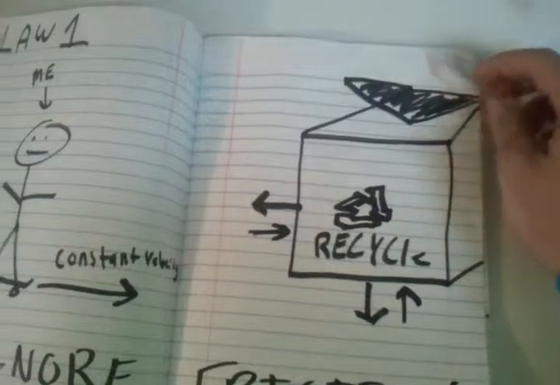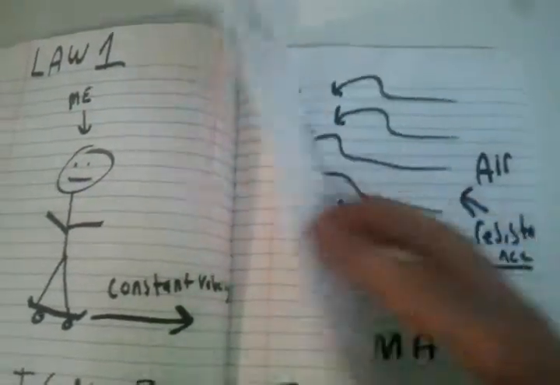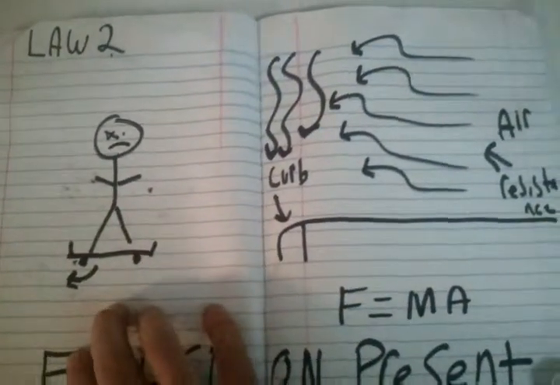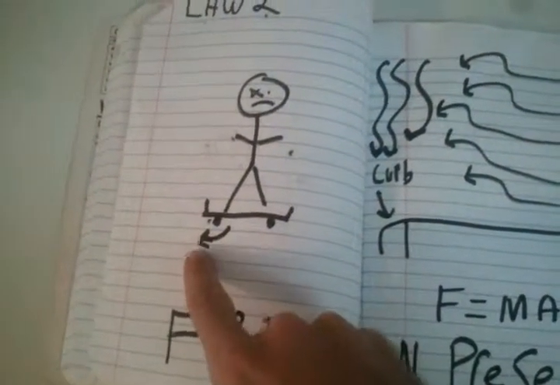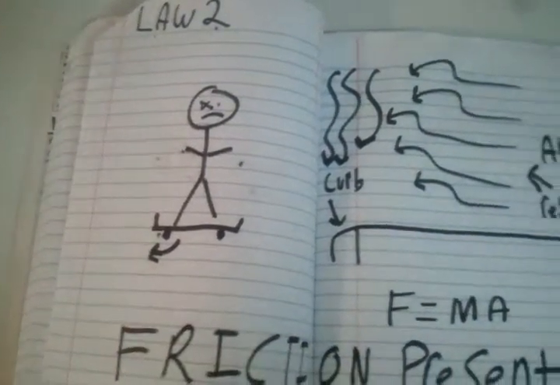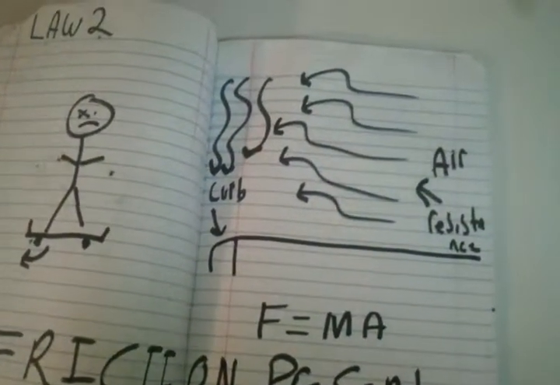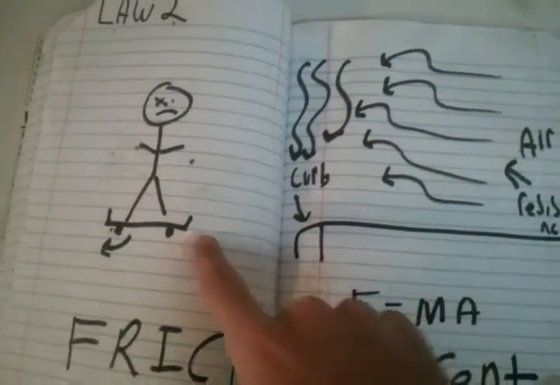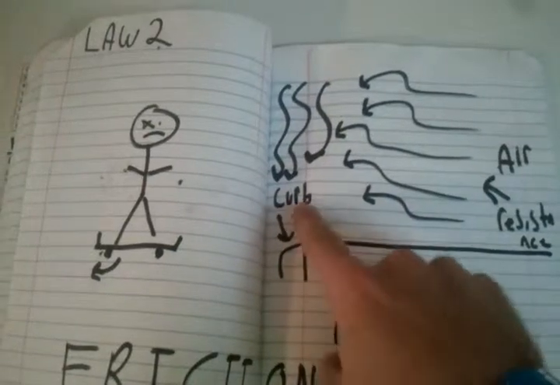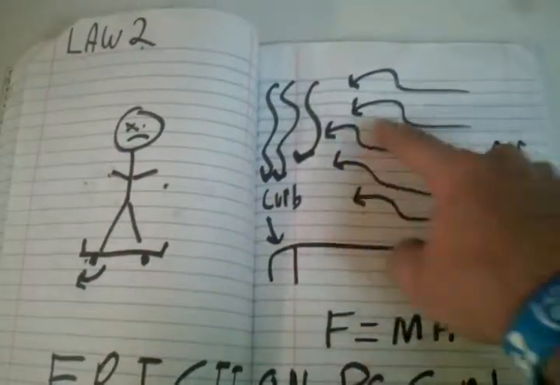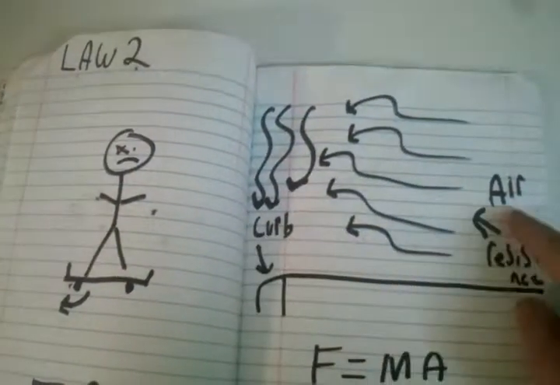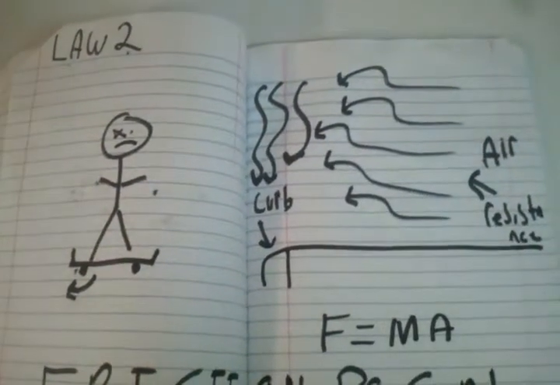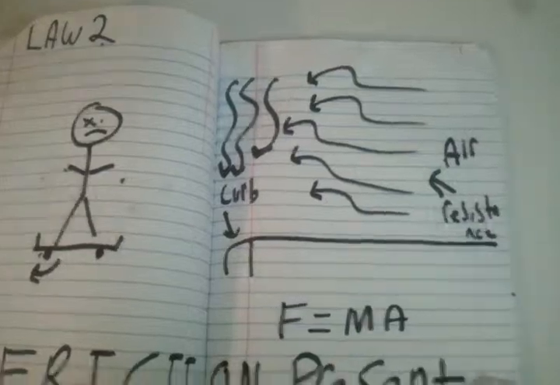Law 2 is all about net force. I will apply more force to the board than the friction takes away. Then, that's my force right there. I'd actually pump, but I can't draw. Then, the curb will stop the board. When I hit that, I will remain in the air, until gravity, which is that, and air resistance, which is that, brings me crashing down.